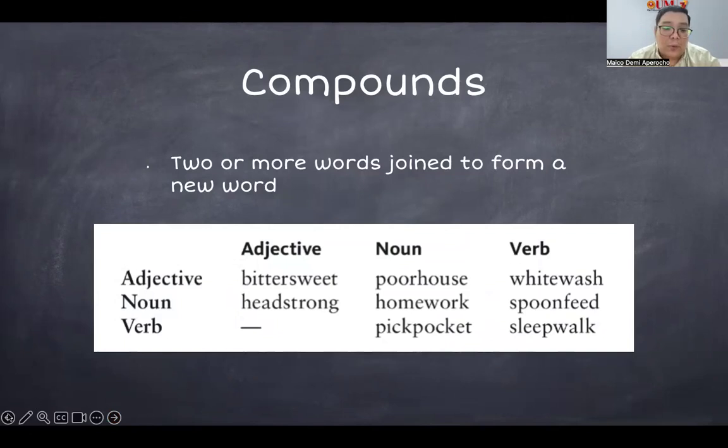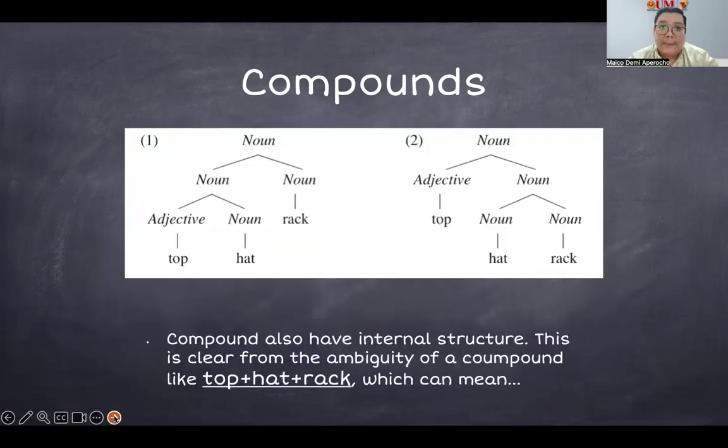And then we also have compounds. These are two or more words joined to form a new word. So as you can see here, we have the adjectives bittersweet and headstrong, and then we have the nouns poorhouse, homework, pickpocket, and then the verbs whitewash, spoon feed, and sleepwalk. So for compound nouns, our word diagram can become a little complicated. So compounds also have internal structure.